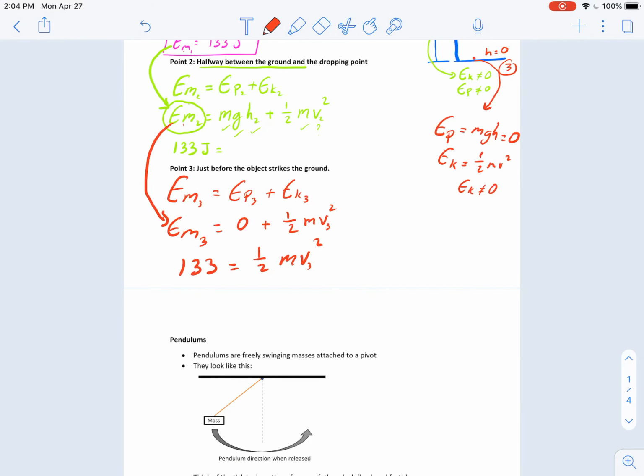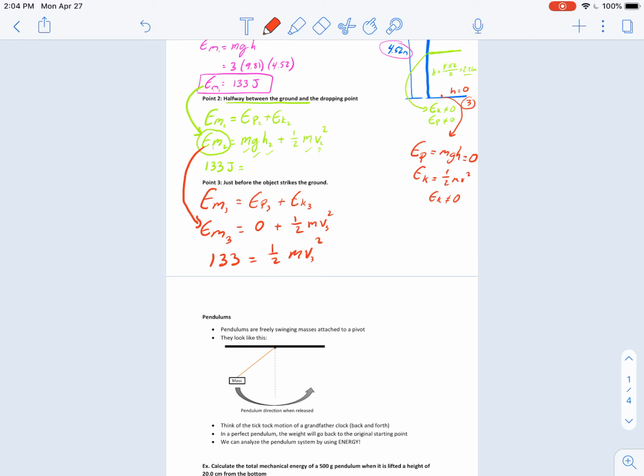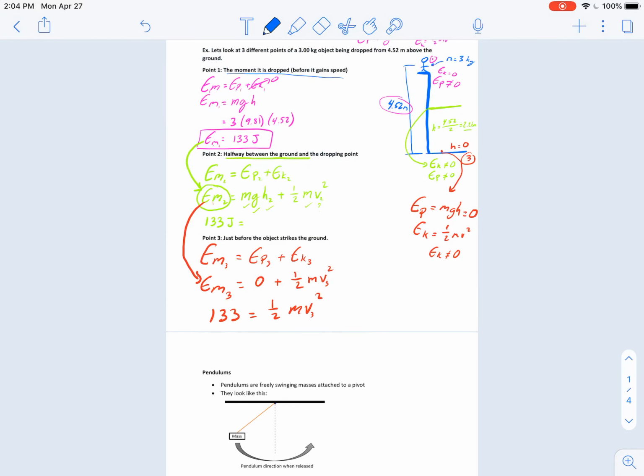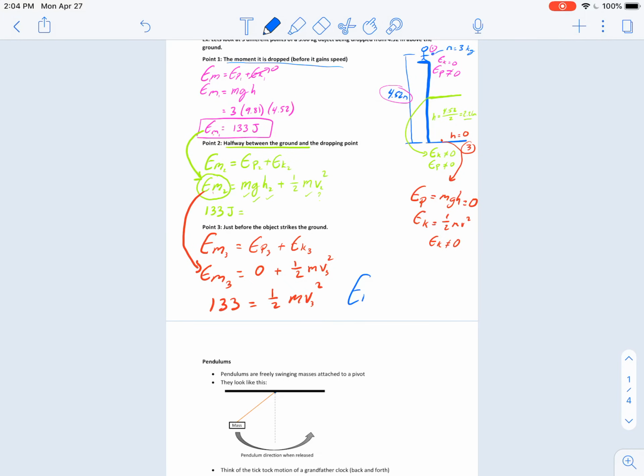We're not going to calculate that, but what you should be able to tell from this whole thing, and the big takeaway, is that at all the points, EM1, EM2, and EM3, the mechanical energy does not change. It's just made up of different amounts of kinetic and potential energies, but that total energy of the whole system is maintained throughout the system as 133 joules. So that's the big takeaway from this lesson.